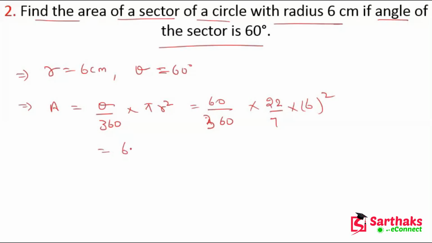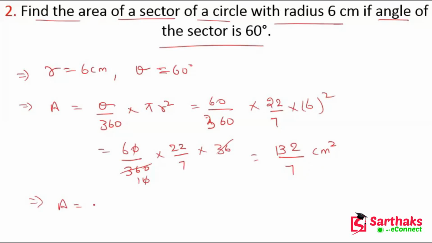So now 60 upon 360 into 22 upon 7 into 6 square is 36. So this will become 10, and 10 and 10 will be cancelled. So we have 6 into 22, which is 132 upon 7 centimeter square. Okay my dear friends, so our answer is 132 upon 7 centimeter square. This is the area of sector. Okay, so now let's move on.